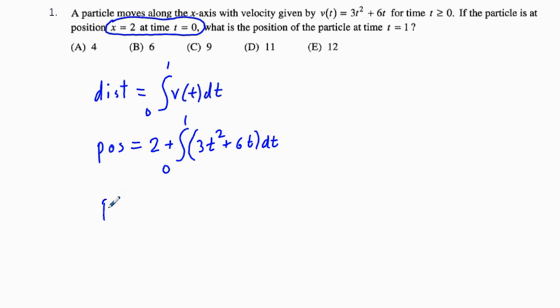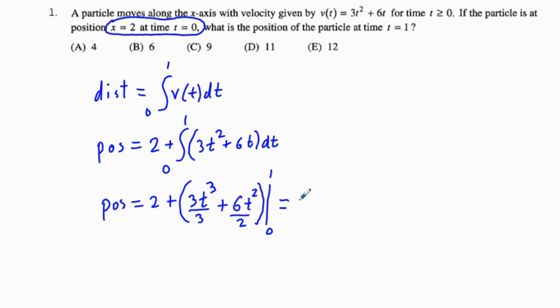And then our position is going to be equal to 2 plus the integral of 3t squared, which is going to be 3t cubed divided by the power we raised to, which is 3, plus 6t squared over the power we raised to, which is 2. And we're going to evaluate from 0 to 1.